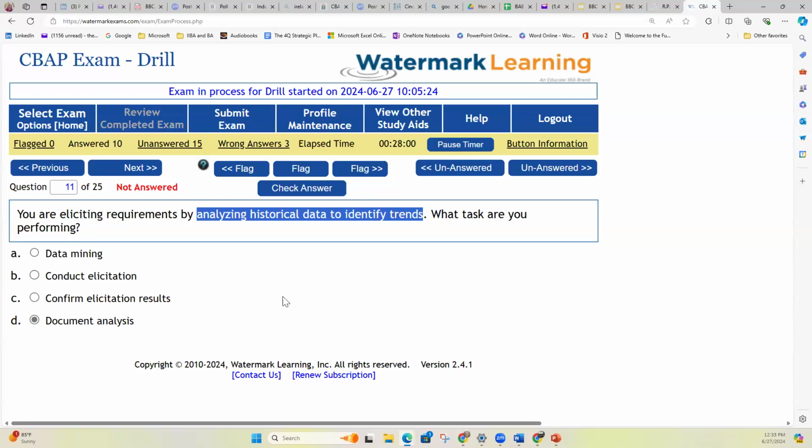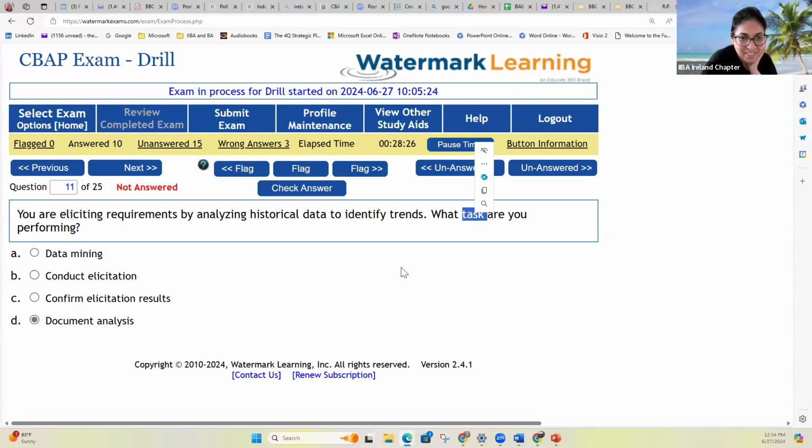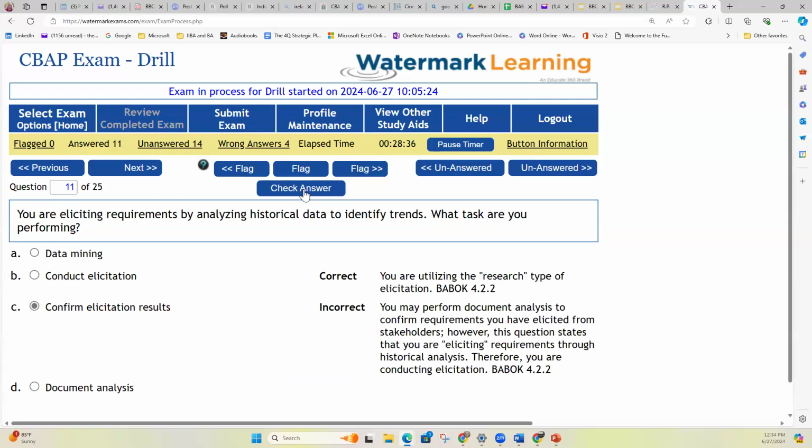Okay. I think it's C. A and D cannot be the answer, data mining and document analysis, because the question says what task, and these both are techniques. They are not tasks. Oh, yes, you're right. So these two are tasks in this knowledge area, right? Yep. And we know we want a task. So I'll go with C. I've had several people say C. Let's talk about it.